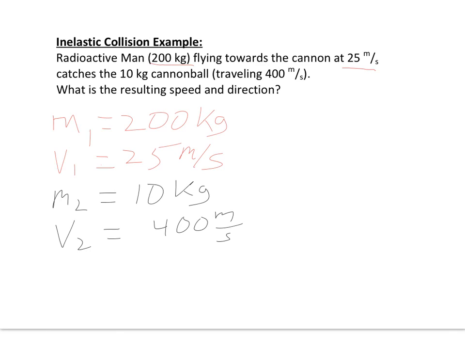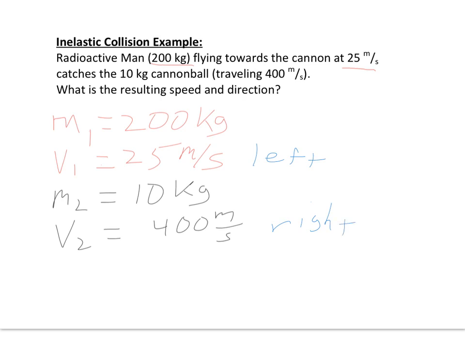Now, this is one of the most important parts of the problem. If I look at the speed of Radioactive Man and the speed of the cannonball, I can see that the speed of the cannonball is greater. So the only way that Radioactive Man is going to be able to catch this cannonball is if the two objects are going in opposite directions. It doesn't specify which way is which, so I'm going to make the decision: Radioactive Man is traveling to the left and the cannonball is traveling to the right.